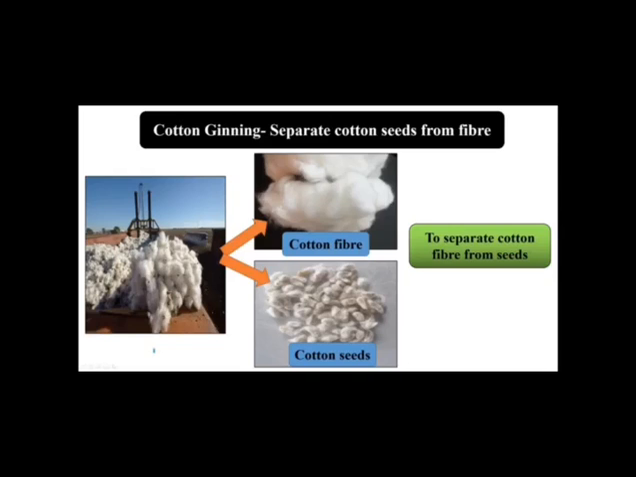Now let's take one more example. This is the example in which cotton fiber is separated from cotton seeds. We have already done this in chapter number 3, fiber to fabric. I think all of you remember this. The process by which the cotton fiber is separated from the cotton seeds is known as ginning. So this is also one example in which separation is taking place.